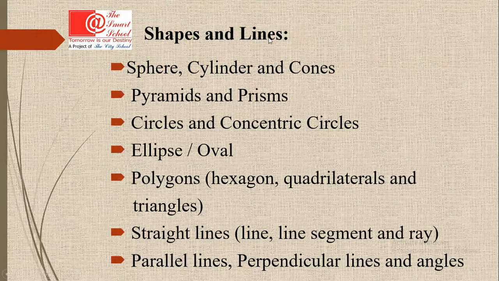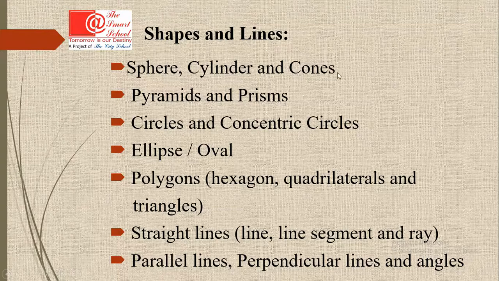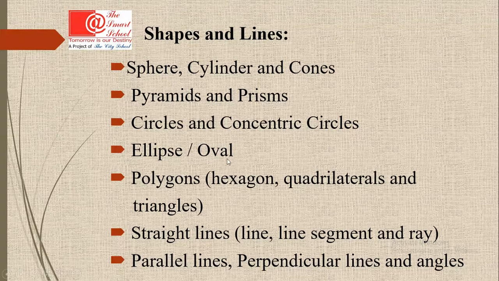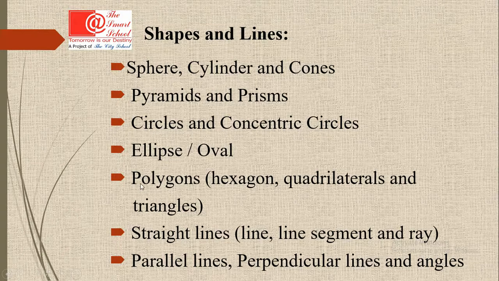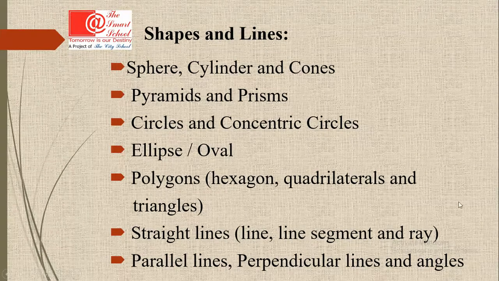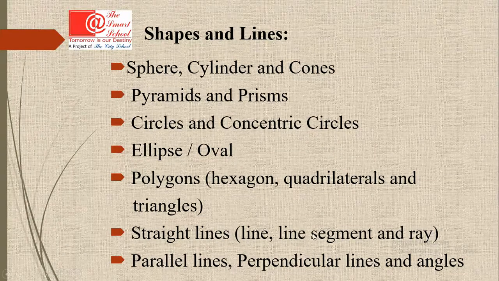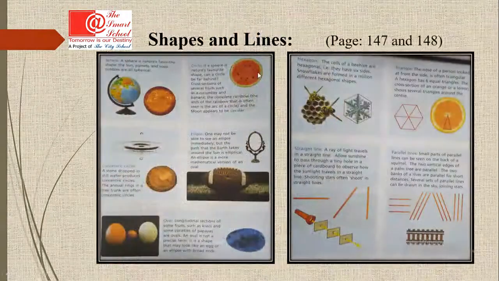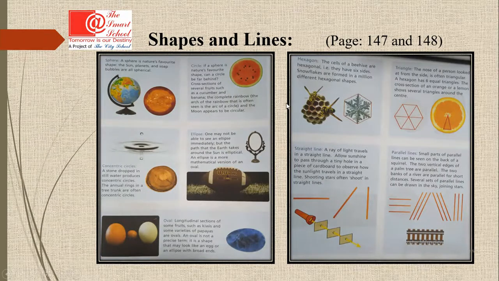Now, shapes and lines which we can see around us. The common shapes and lines are sphere, cylinder and cones, pyramids and prisms, circles and concentric circles, ellipse and oval. Actually, ellipse is the more mathematical term for oval, and polygons. The examples are hexagon, quadrilaterals and triangles, straight lines as line, line segment and ray, and parallel lines, perpendicular lines and angles. Here are some common examples of different shapes and lines around us, and these are given on pages 147 and 148 of your book.